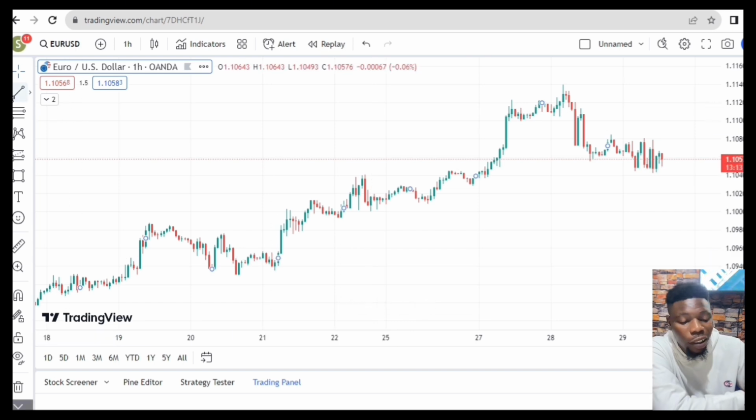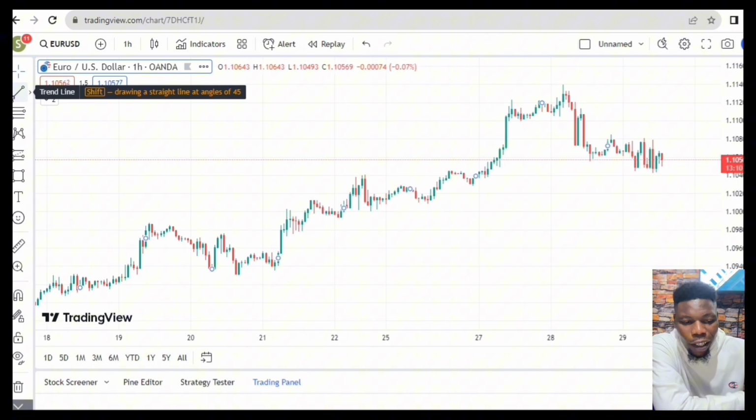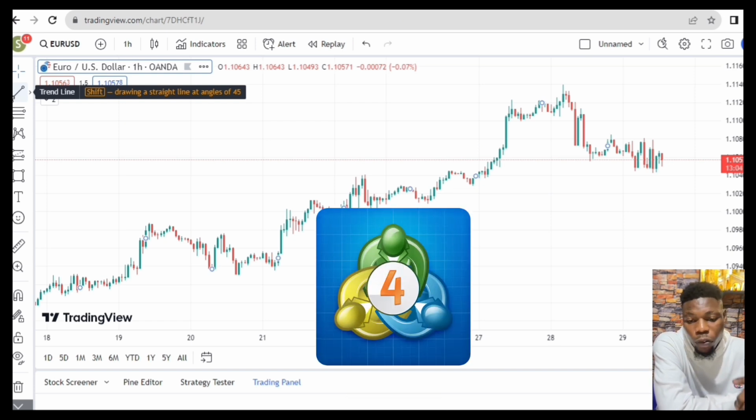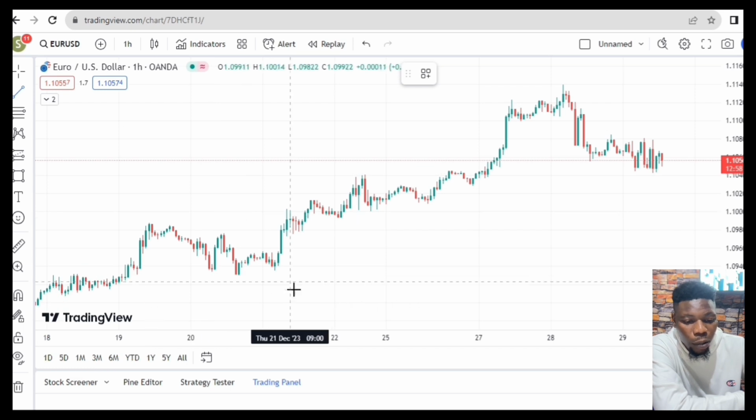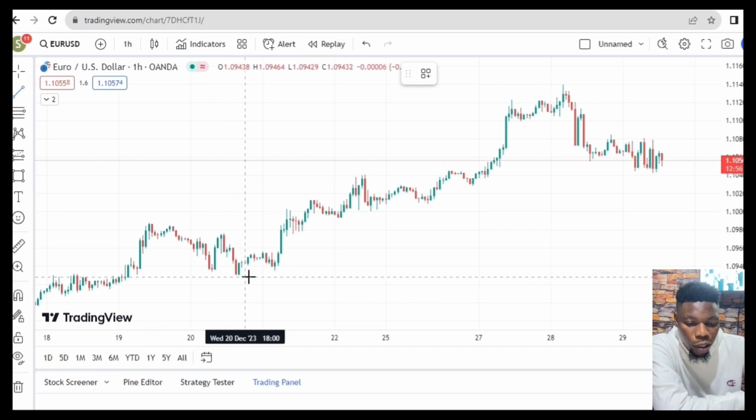So now this is a trend line. I think you can get a trend line on almost every trading platform, even MetaTrader 4 or 5. But I'm using TradingView here. It's something that is very, very popular, guys. So this is how to draw a trend line.